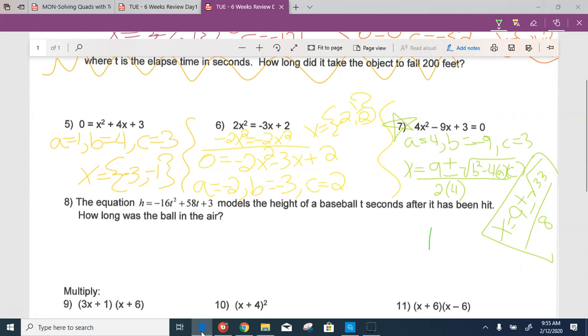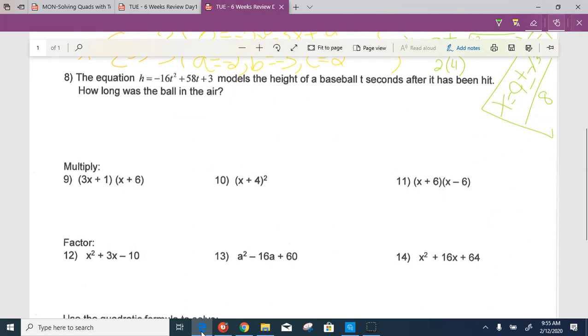Number 8, which I just drew over the screen for no reason. Let's move it up so we can see it better. Number 8, we have an equation that models the height of a basketball t seconds after it's been hit. How long was the ball in the air? All right, so let's go ahead and take a look at what the graph looks like.